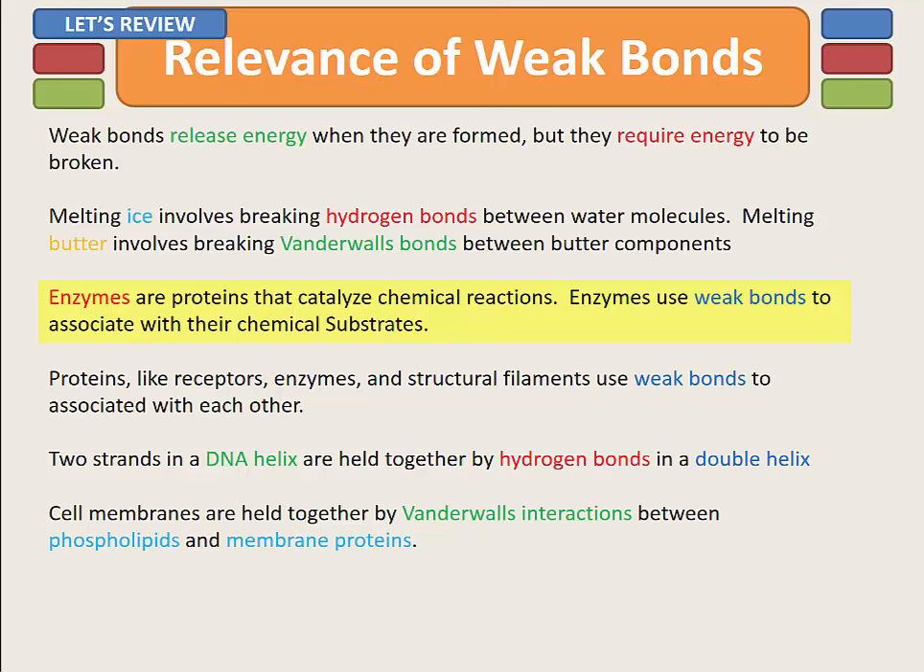Enzymes are proteins that catalyze chemical reactions. Enzymes use weak bonds to associate with their chemical substrates. Proteins like receptors, enzymes, and structural filaments use weak bonds to associate with each other. Two strands in a DNA helix are also held together by hydrogen bonds into a double helix. Cell membranes, which are nonpolar, are held together by van der Waals interactions between phospholipids and membrane proteins.